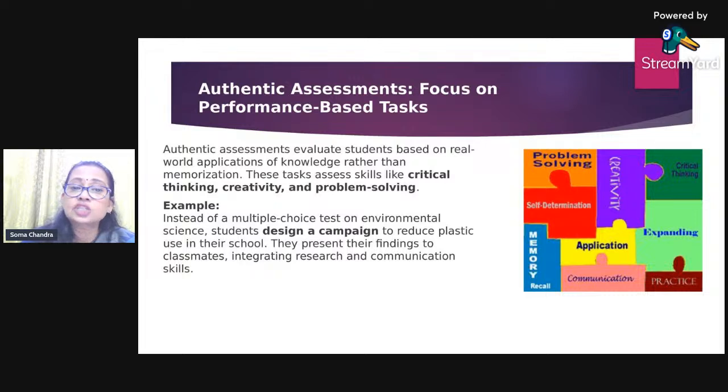So, next is authentic assessments. Focus on performance based tasks. Authentic assessments evaluate students through real world applications of knowledge rather than just traditional tests. They require learners to demonstrate their skills in meaningful ways, ensuring understanding and practical application. For example, instead of an MCQ test or, say, persuasive writing, students create an advertisement or write a letter convincing a real audience about something. That should be an authentic assessment.